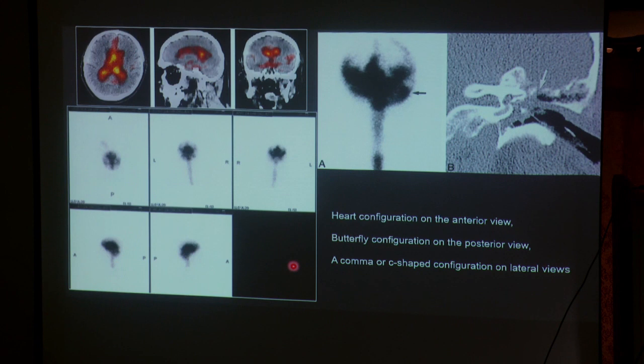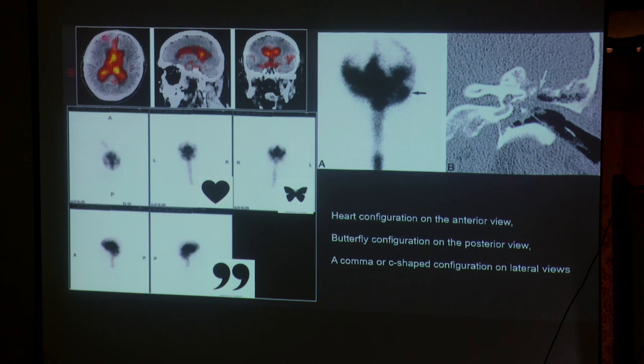In NPH, we will have a persistent reflux, not just at 4 hours but also at 24-hour delayed imaging. We find different signs. On the anterior view, this gives the heart shape. On the posterior view, we have the butterfly shape, seen over here. And on the lateral views, we have the comma shape configuration in case of normal pressure hydrocephalus.